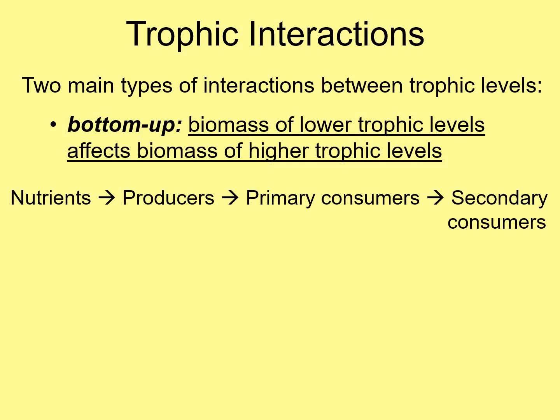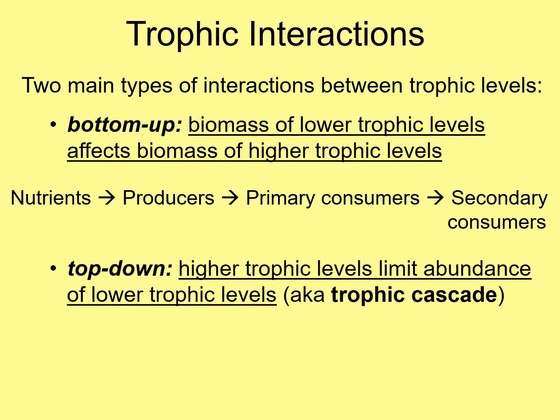But we also have top-down dynamics. So this is the idea that the populations at higher trophic levels can limit the abundance or population sizes of lower trophic levels. This is what's known as a trophic cascade. And you get a situation where you're actually skipping a level. So let me just back up a second and explain this. This again is logical and makes sense.